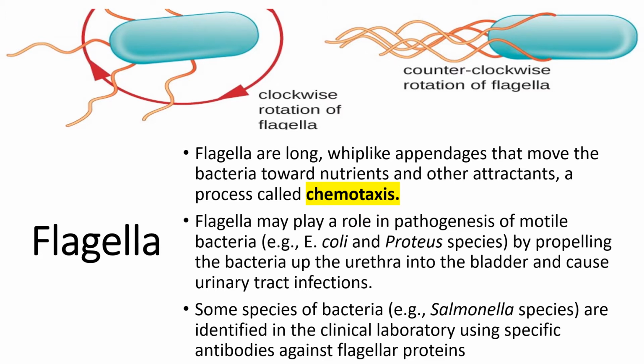Flagella are long whip-like appendages that move the bacteria towards nutrients and other attractants, and this process is called chemotaxis. They may play a role in the pathogenesis of motile bacteria, for example E. coli and Proteus species, by propelling the bacteria up the urethra into the bladder and may cause UTIs. Some species of bacteria, for example Salmonella species, can be identified in the lab using specific antibodies against these flagellar proteins.